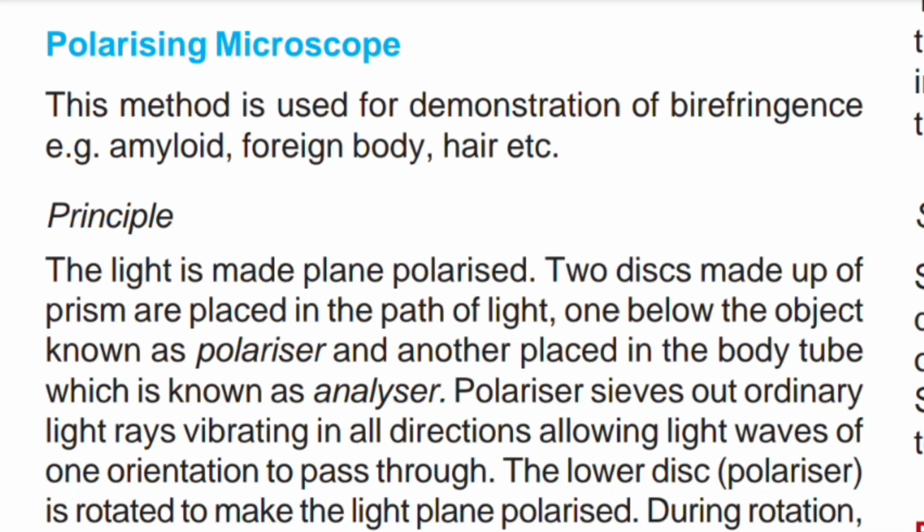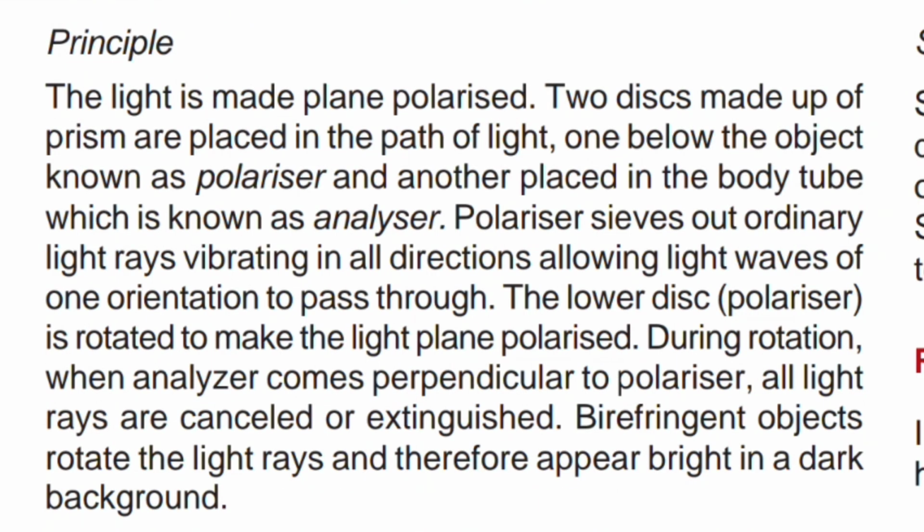Polarizer shoots out ordinary light ray vibrating in all directions, allowing light wave of one direction or one orientation to pass through. The lower disc polarizer is rotated to make the light plane polarized. During rotation, when analyzer comes perpendicular to polarizer, all light rays are cancelled or extinguished. Birefringent objects rotate the light ray and therefore appear bright in a dark background.